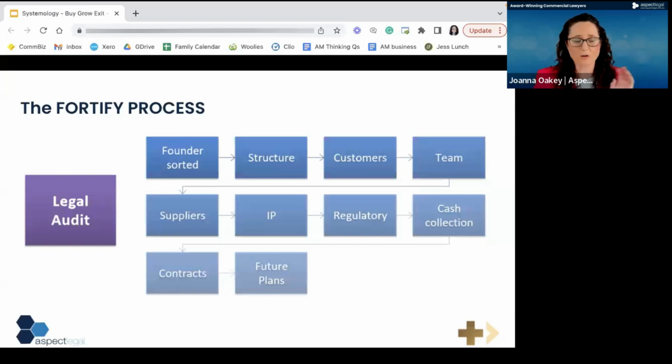regulatory, cash collection, contracts, future plans. I won't go through all of these in detail, but the concept from a legal perspective is that each of these areas is where risk can sit for a business owner, and where value can sit in a business. Therefore there is an opportunity to build the legal infrastructure to protect against the value leakage, or protect against the risks, and lock in the value, if that makes sense.